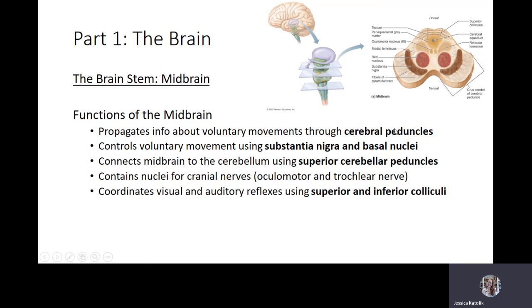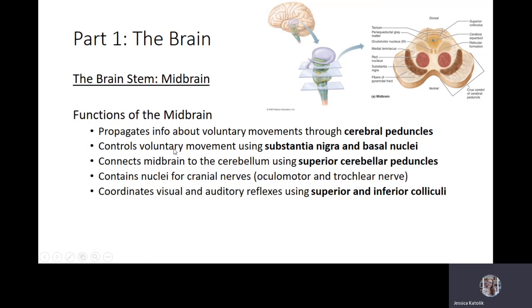The cerebral peduncles are going to be connection points that relay information about voluntary movement from the cerebral cortex to the spinal cord. And so this will help with voluntary motions.